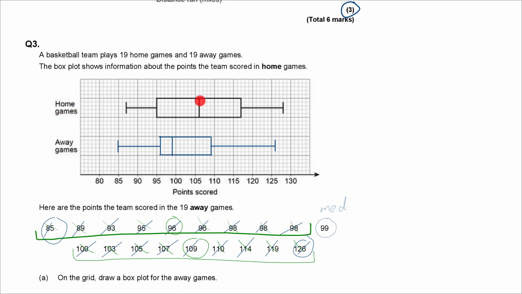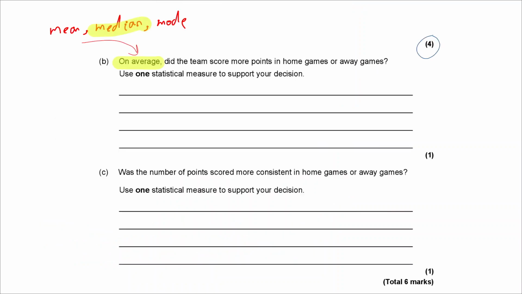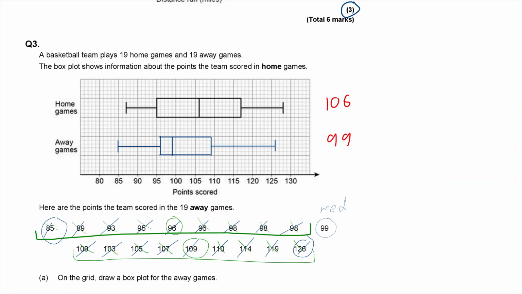For the home games, the median is this value here, 106. So the median here is 106. And for the away games, the median is 96. Sorry, 99. The median, this value here, is 99. So you just go and say, well, on average, who got the highest score? If we look at the home games, what was the score there? It was 106. And for the away games, the value was 99.